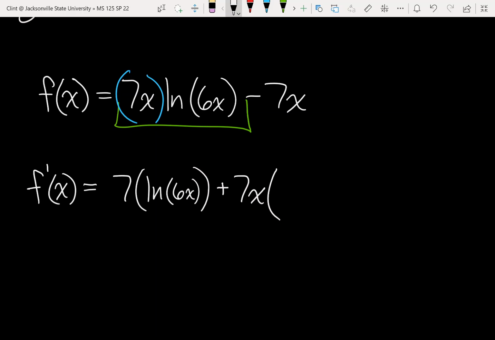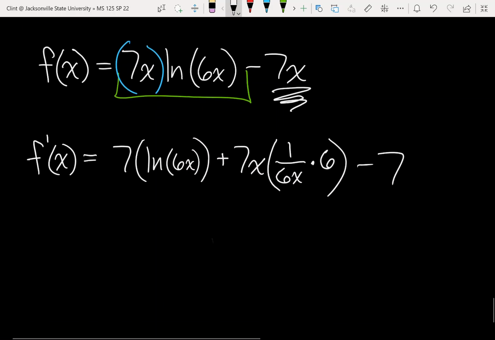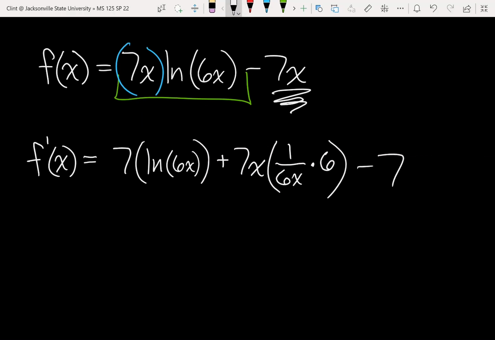Okay? So the derivative of natural log is just 1 over whatever's inside there. But then since we have chain rule, it's times the derivative of what was inside, so 6. And we'll simplify that in a second. And then now we can look at this part, because it's just kind of a tag along. So the derivative of negative 7x is just minus 7. Now we can simplify a little.